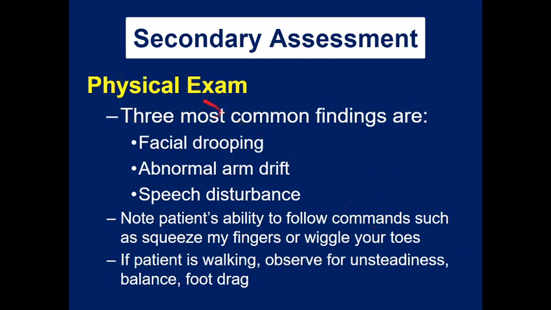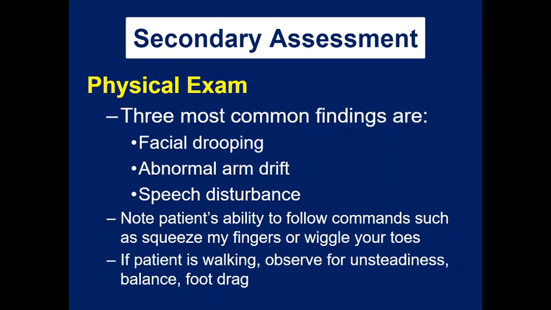So this is important. Three most common findings of a stroke: a facial droop. So that means the muscles on one face aren't contracting compared to the other face. So if you see one side of the face drooping relative to the other, that's a focal neurodeficit. If they have abnormal arm drift, so they hold up their arms with their palms to the ceiling, that's called supination.